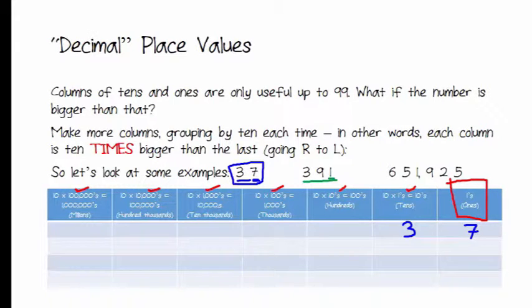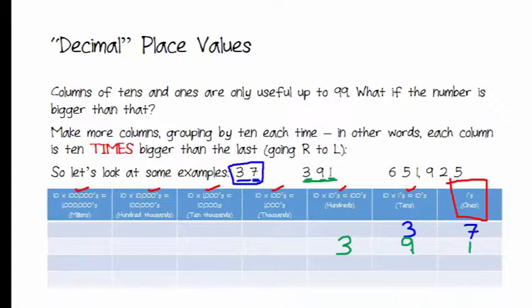Well, again, we always start first with the ones column, which is the furthest right, then move over to the next one, which is the tens column, and that's a 9, and then move over to the next one. In that case, it's a 3, so we have 3 hundreds, 9 tens, and 1 one.